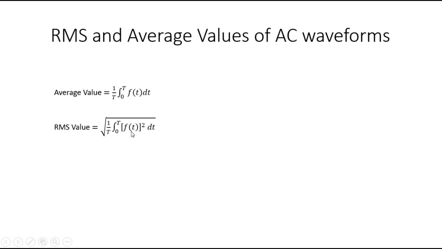And RMS value means root of mean of square. So first we have to square the instance value, then we have to take the mean. Mean means we have to add all values by 1 by T. So that will be the mean, then square root. So RMS is root of 1 by T integral 0 to T of f(t) square dt.